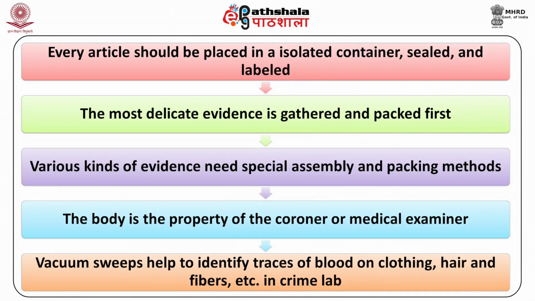A. Every article should be placed in an isolated container, sealed and labeled. B. The most delicate evidence is gathered and packed first. C. Various kinds of evidences need particular or special assembly and packaging methods. D. The body is the property of the coroner or the medical examiner. Gathering of evidence on the body is completed by that division. E. It can only be identified in the crime lab. Example: traces of blood on clothing, hair and fibers from vacuum sweeps.